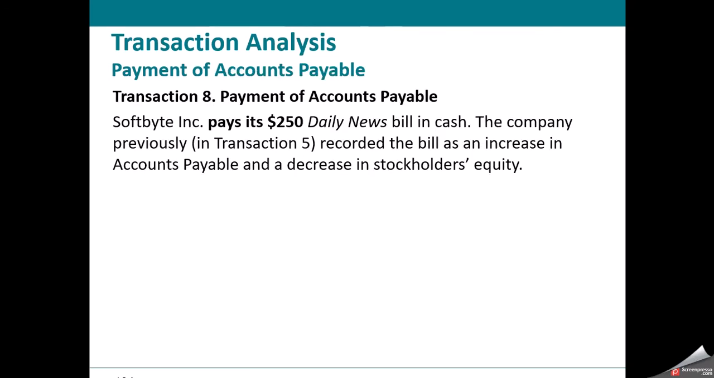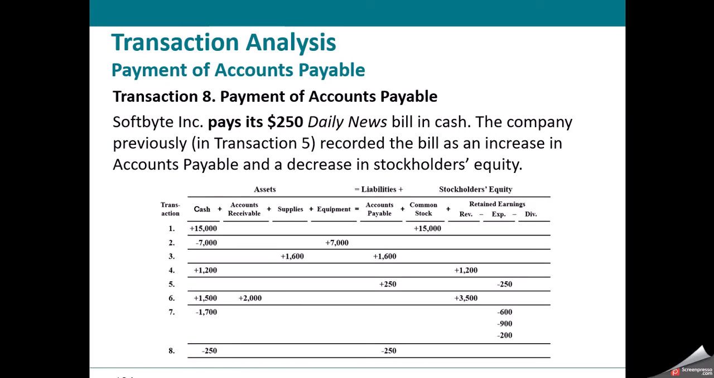Then we pay the accounts payable. Remember, we had a couple of transactions that we did not pay in cash. We set up a liability. Well, eventually you've got to pay them. So the due date comes and now we pay with cash. That reduces our cash, and then it reduces the liability. Because if we look up here, that's where we set the liability up. Now we're taking it away.